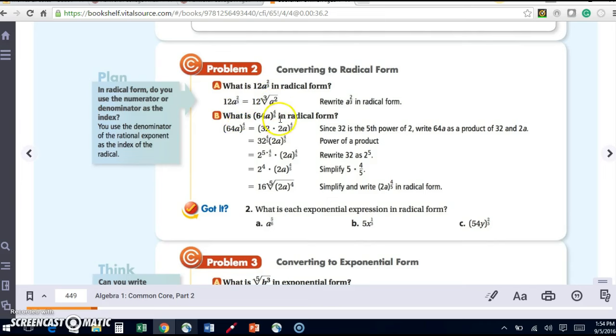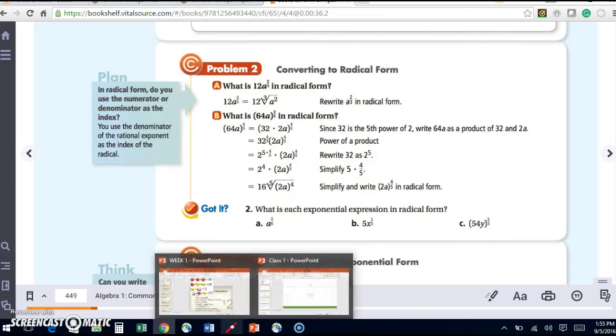Let's look at b. Now this time the whole thing is being raised to the 4/5 power. They've rewritten it in numerous ways so that I can reduce it as much as possible. So they said that 32 times 2 is one way of factoring it out. So I have 32 times 2a to the 4/5. They did that because 2 to the 5th is 32. And so I have 2 to the 5th times 4/5, and then I have 2a to the 4/5. So I have 2 to the 4th because my 5s will cancel out, and then I have the 5th root of 2a to the 4th power.